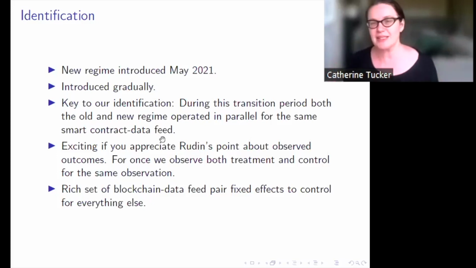It also means that in some sense, I could just show you everything in tables and point estimates. I'm going to show you some regressions just because we felt we had to. But really, the identification is, for me, some of the cleanest I've ever seen. Now, of course, we've got these regressions with every data feed and blockchain fixed effects when we run it, but the identification is really coming from these parallel systems.